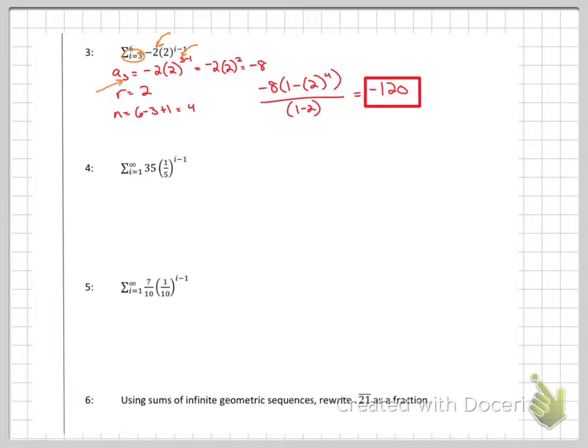So you start with -8, and then r is the number in the parentheses, and n is 4. You should get -120, because we're adding up a bunch of negative numbers in this problem. Okay, let's talk about infinite.